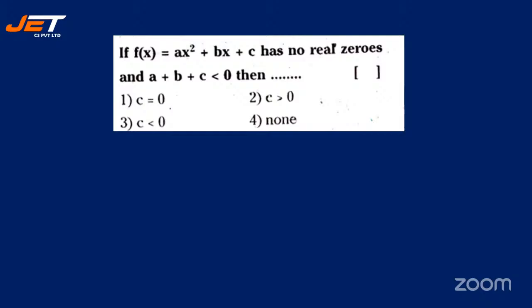Right. See the next question. If f of x is equal to ax square plus bx plus c, it has no real zeros and a plus b plus c is less than 0, then c is equal to 0, c is greater than 0, c is less than 0 or none.